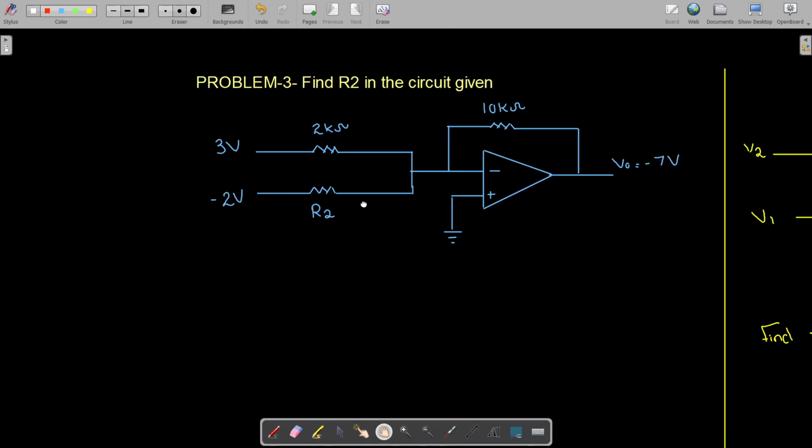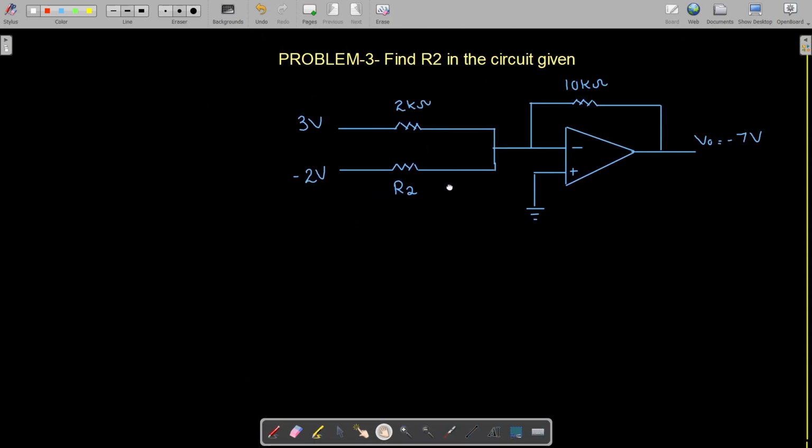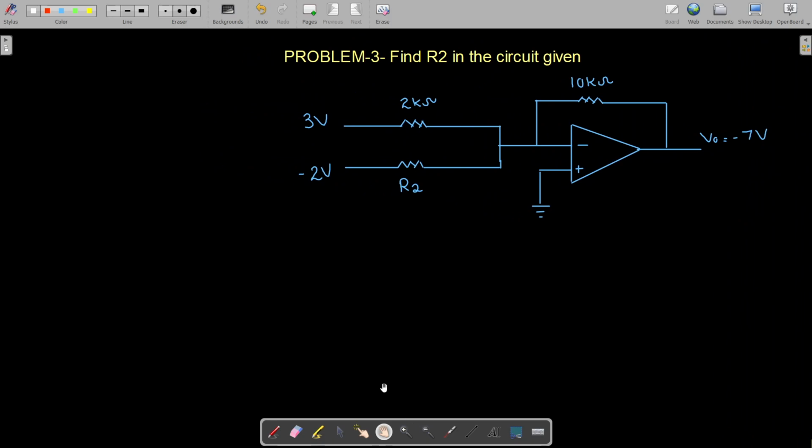Let us move to the next problem, and that is problem number 3. Now in problem number 3, if you have a look, we have a summing amplifier. This is your RF, this is R1 and R2, this is V1 and V2, and this is your output. Now we have R2 known. Now if you remember the equation for the summing amplifier, it was V0 is equal to minus RF divided by R1 V1.